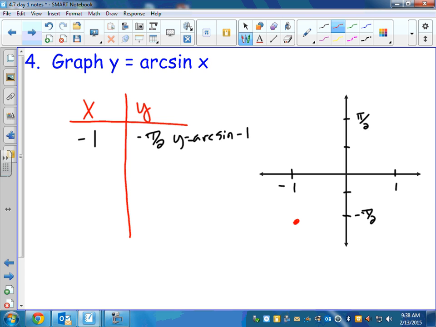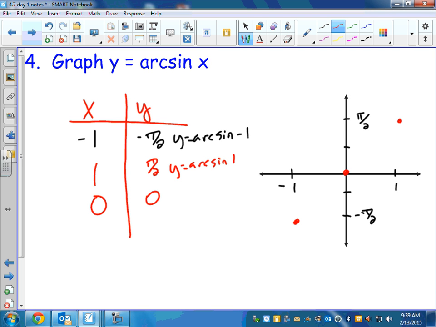And if I pick my biggest x value I can have, which is 1, that's saying arc sine of 1. What angle has a sine of 1? Pi halves. So that gives me this point here. What else could we pick? We could pick 0. We already did that one. What was the arc sine of 0? 0. It's just a straight line, right?